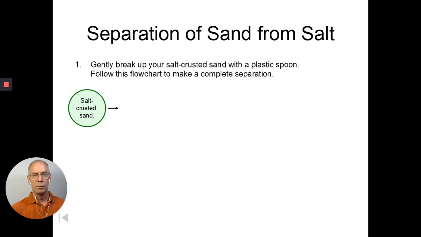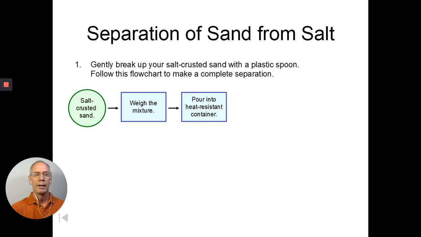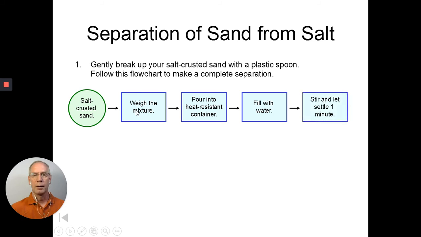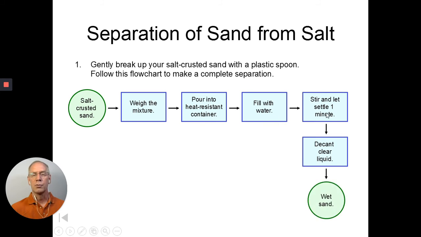Usually I have you design your own flowchart and then we go in the lab and we practice this skill. So let's look at what you might do if I gave you a mixture that contained sand and salt. You have your mixture. Because I want this done quantitatively, that means you have to measure the amounts, so you would weigh the initial mixture. You'd pour it in some heat resistant container, fill it up with water, stir it and let it settle for a minute.